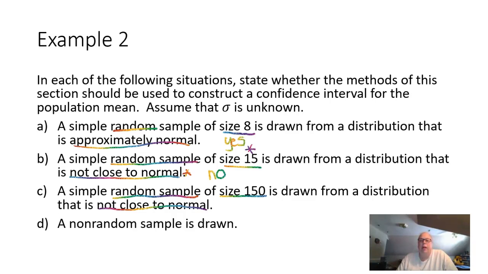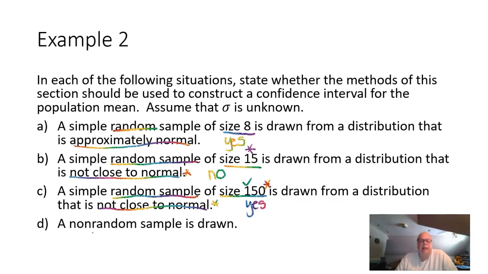Well, remember, I either need to have a large sample, which I have, or I need to know that my population was close to normal. I don't have that one, but it's okay. As long as I have this one here, we can use the t-distribution to try and find a confidence interval for that particular sample. All right, part D: a non-random sample is drawn.